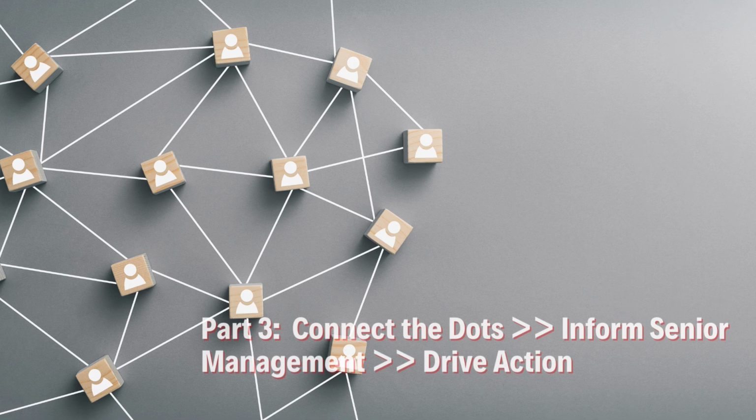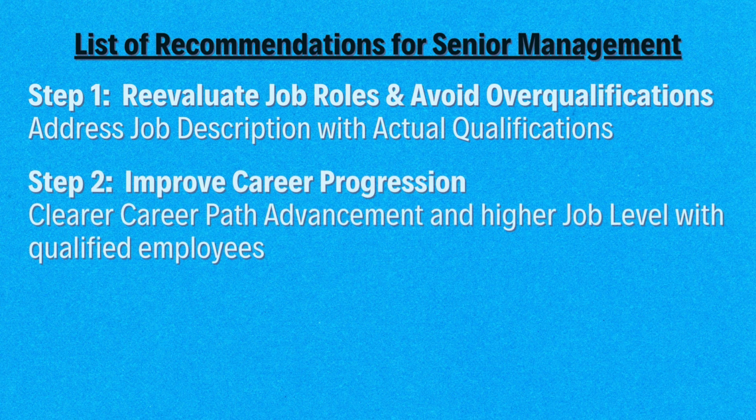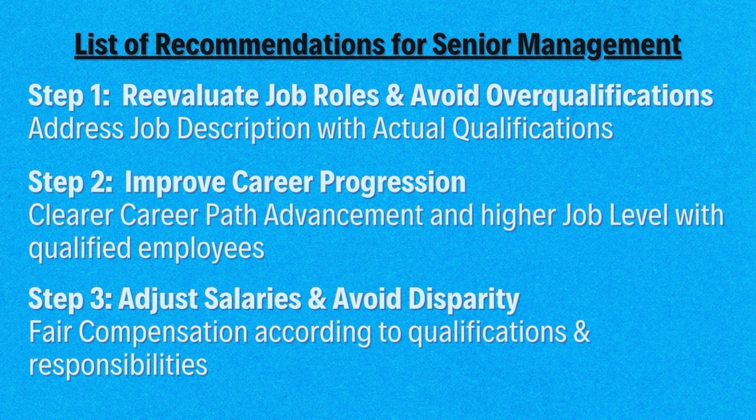Now that we've identified the root causes of employee attrition, especially among lab technicians, it's time to translate these insights into actionable recommendations for senior management. First, reevaluate job roles. Align job descriptions with actual qualifications to address underutilization, especially for overqualified lab technicians. Second, improve career progression. Create clearer pathways for advancement, offering higher job levels to employees with qualifications that match their skills and goals. Third, adjust salaries. Address salary disparities, particularly for lab technicians, to ensure fair compensation aligning with qualifications and responsibilities.